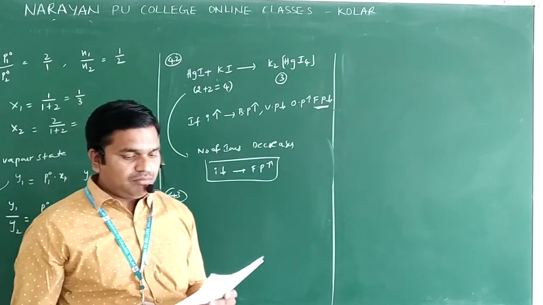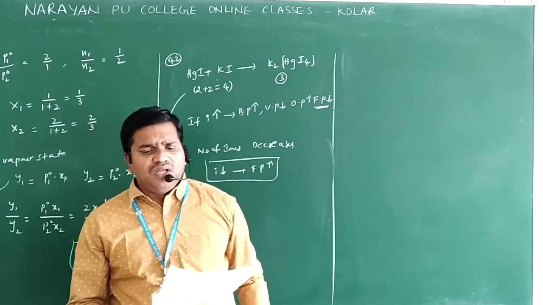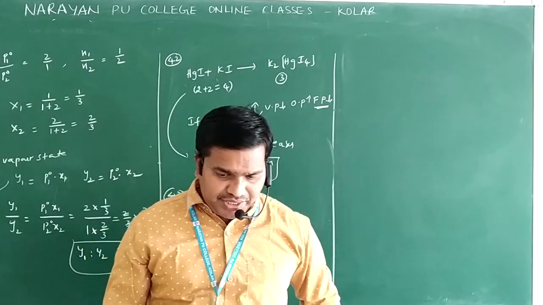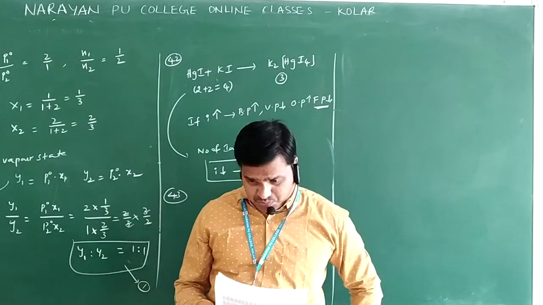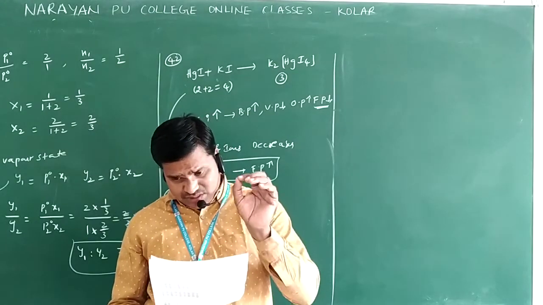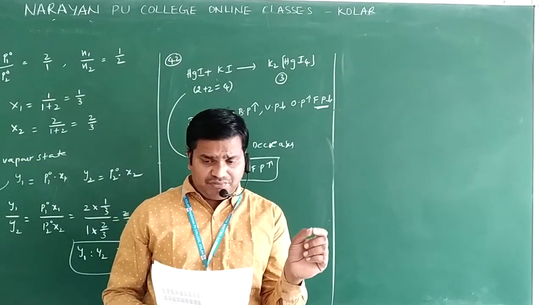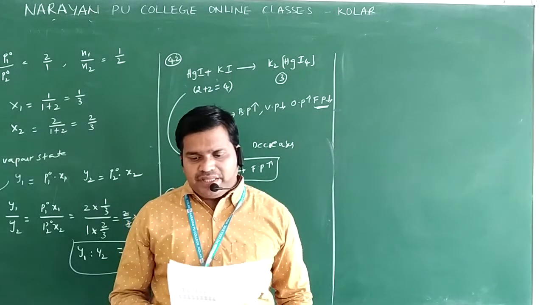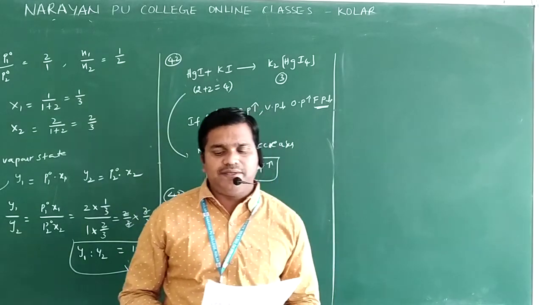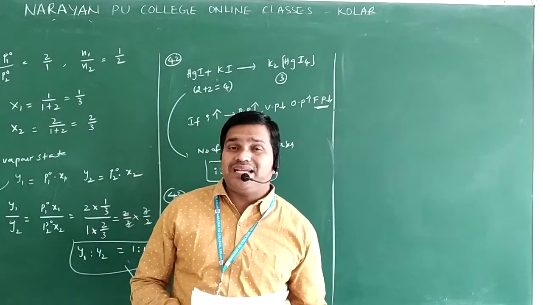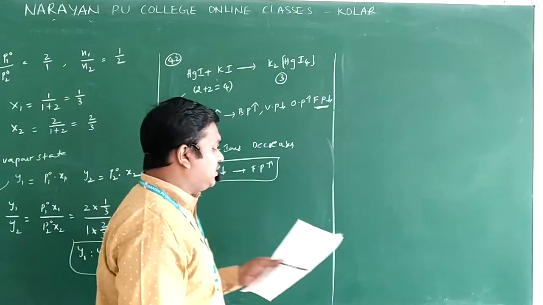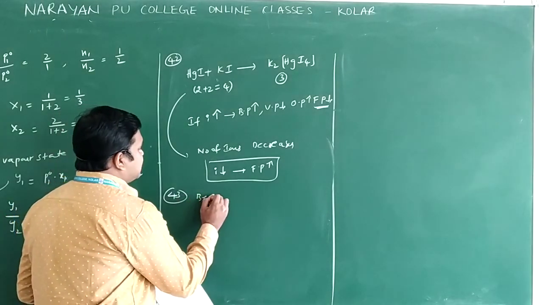Next you can see question number 43. The molecular weight of benzoic acid in benzene as determined by the depression in freezing point method corresponds to what? Benzoic acid is the solute taken in benzene solvent. By the depression in freezing point method, it corresponds to which one? Generally benzoic acid forms a dimer in benzene solvent only. Clear?